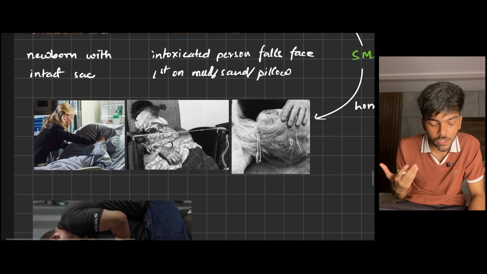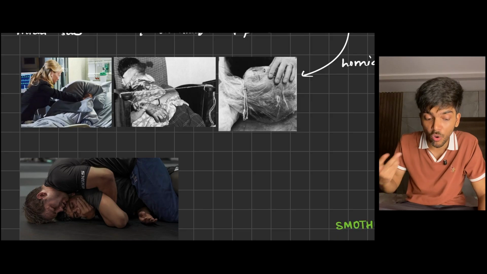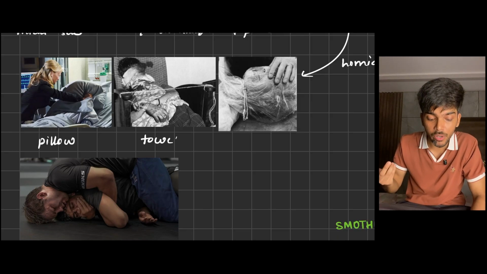Then homicidal smothering. It can be either with the use of hands or without the use of hands. Without the use of hand, you can use pillow to smother someone. You can use towel or you can use a plastic bag.